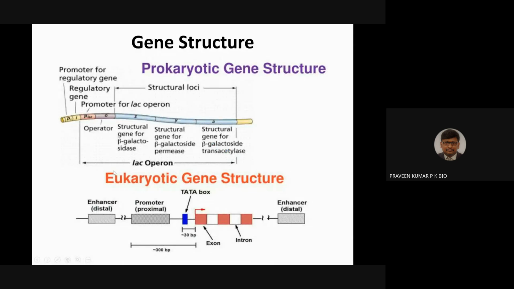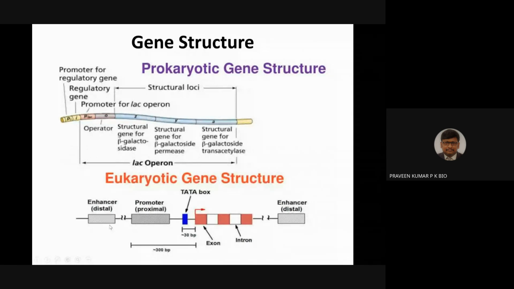Then the entire region, from the promoter up to the structural region, is what we call the lac operon. Okay, so this is the concept we find in prokaryotic gene structure. If these are the elements found in prokaryotic gene structure, how about eukaryotic gene structure?